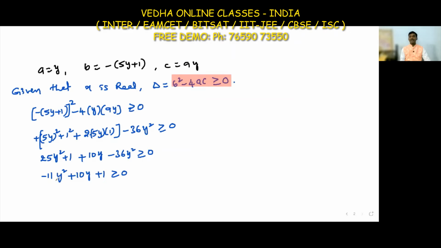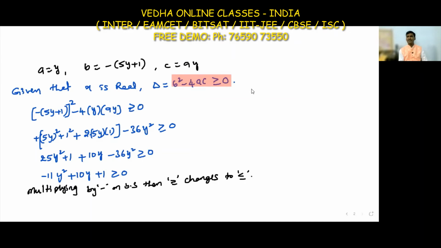Always remember, always we have to take the first term as positive. First term, y square term, I want the positive. That's why multiplying by minus on both sides. If you multiply by minus on both sides, okay, then this is very important. Here greater than or equals to changes to less than or equals to. I'll give you one example. Why we have to change?